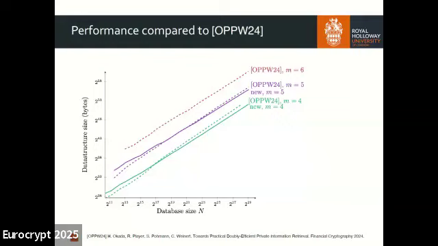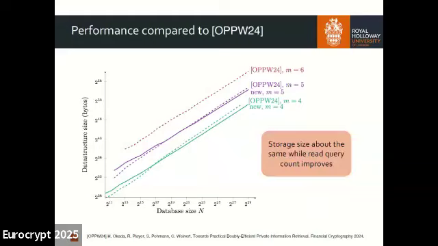A similar looking graph, but this time we're also comparing the storage. So here, again, we have the same dotted line for prior work and solid line for this work. And yeah, we've got database size against data structure size, and we see that the storage size stays about the same as prior work, while we've had that read query improvement.